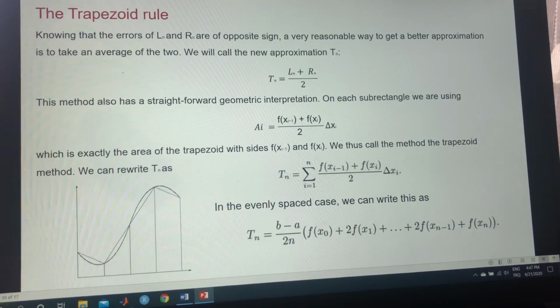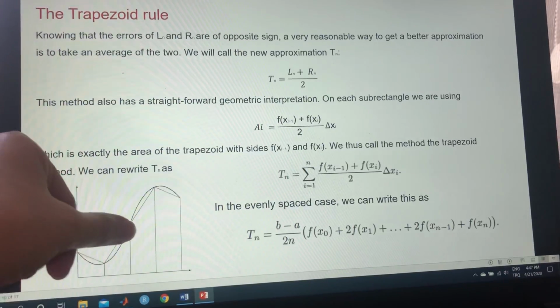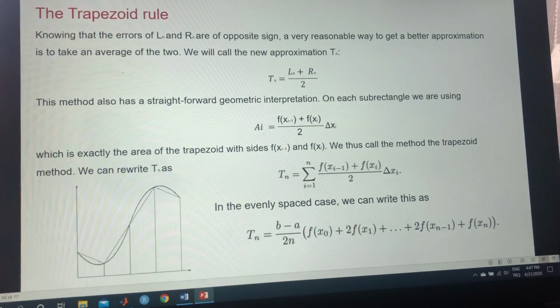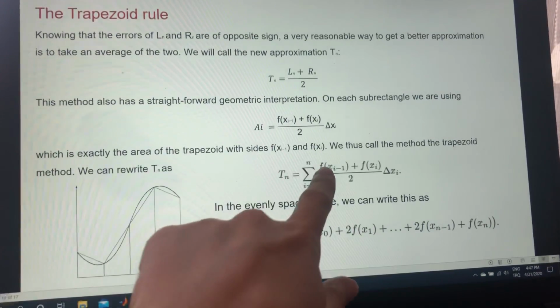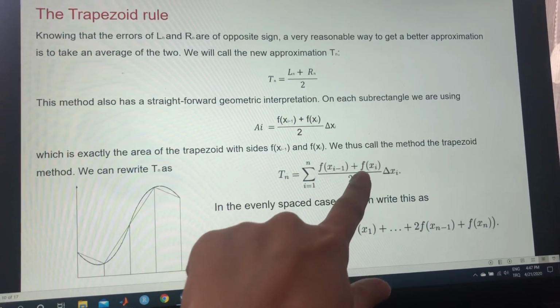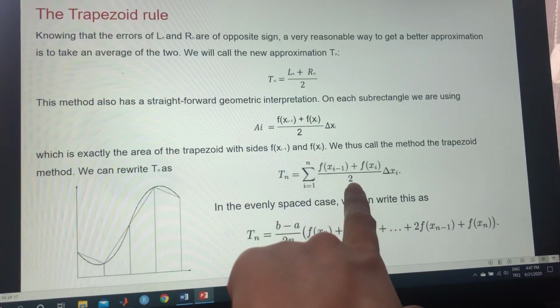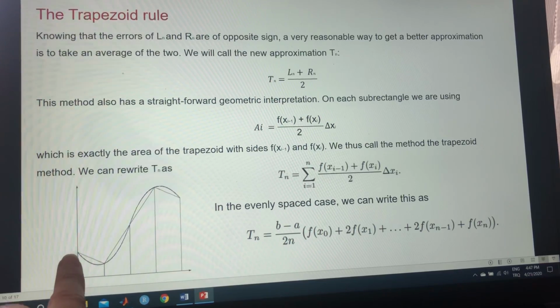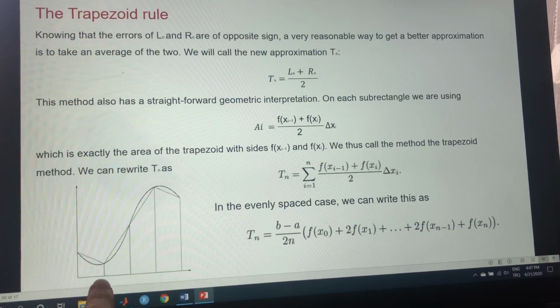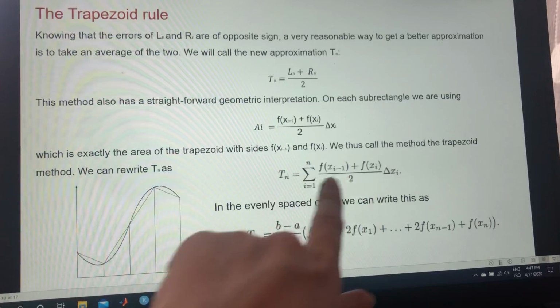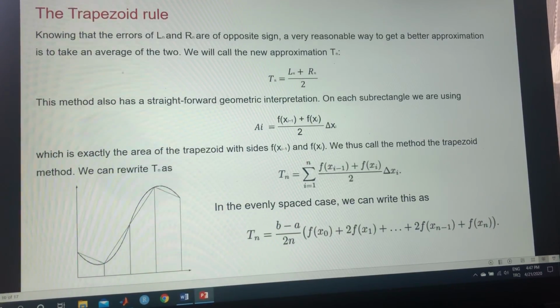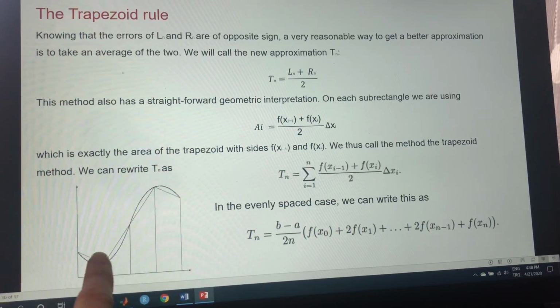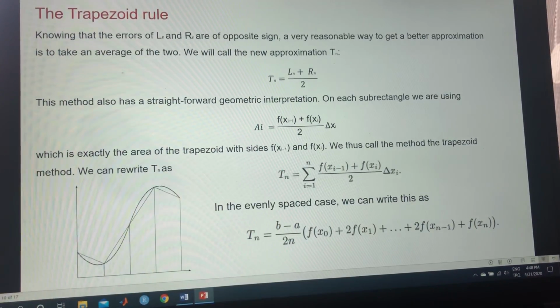And you know that the area of a trapezoid is what? The sum of the bases times height over 2, right? So that's why we can say that for Tn, f of x_{i-1} plus f of x_i over 2. So for the first one, we need to sum this f of x_{i-1}, x_i times the height delta x_i over 2. This is going to give us the area of any trapezoid, and once we sum these trapezoids, you can see that this is the general form of the trapezoid rule.